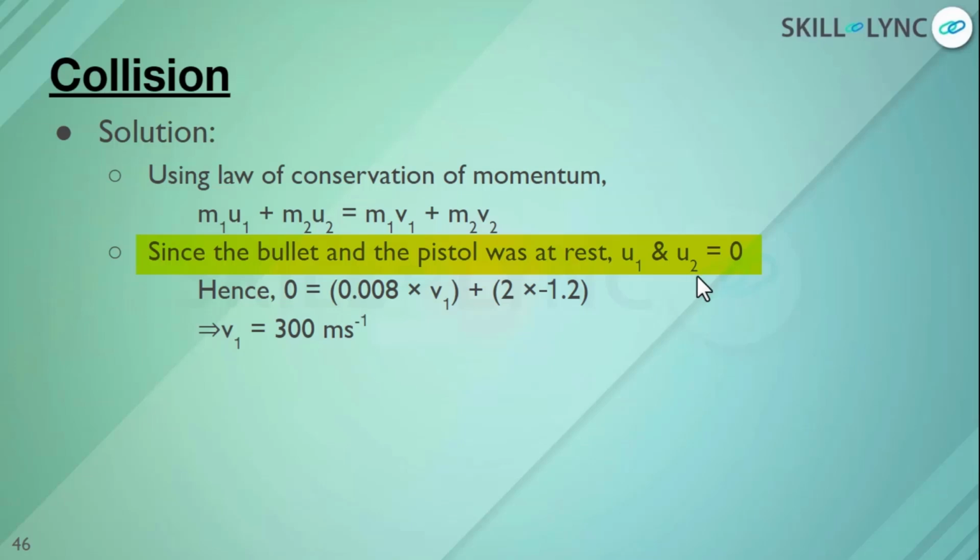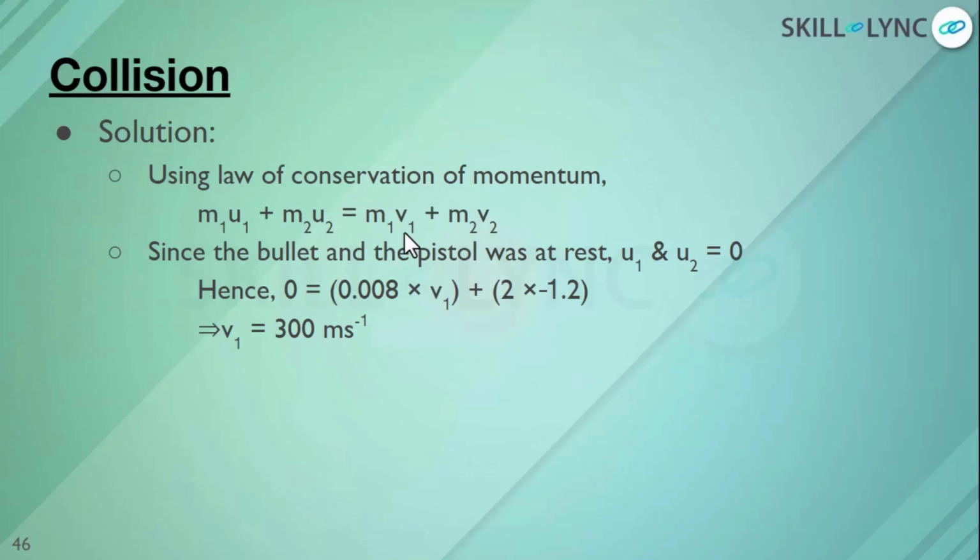Thus it is written as: since the bullet and the pistol were at rest, u1 and u2 are equal to 0. Thus we can say that the LHS would be 0 in this equation, because when u1 and u2 are multiplied by masses m1 and m2, they result in 0. m1 multiplied by 0 is 0, m2 multiplied by 0 is 0. So 0 plus 0 is again 0. So this whole LHS can be written as 0.